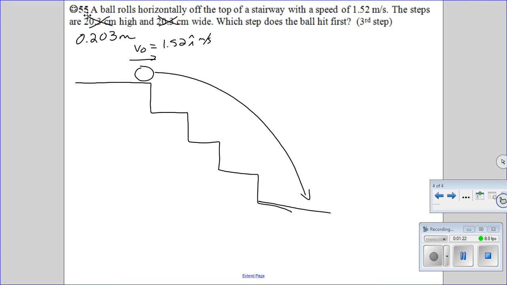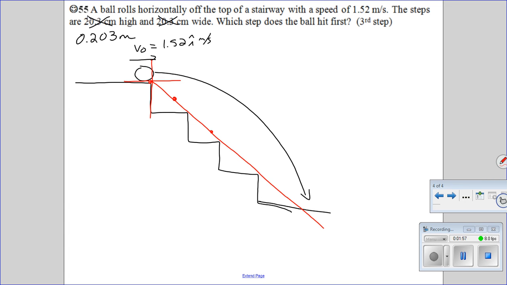All right, so what I'm going to do is this. Let's call this our origin. If you imagine our coordinate system going like this, what we really want to figure out here is at what moment in time the ball crosses this line, right? If it crosses here, it's going to hit the first step. If it crosses here, it's going to hit the second step, etc. So that's the deal.